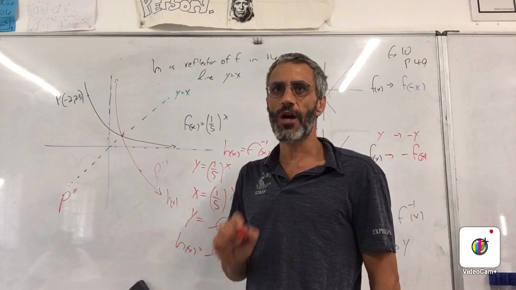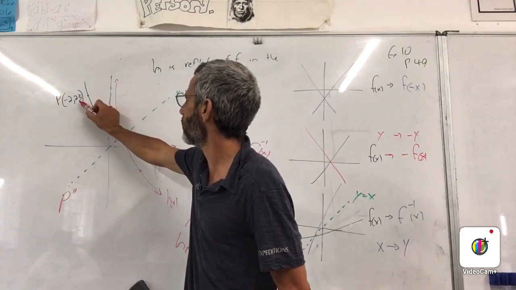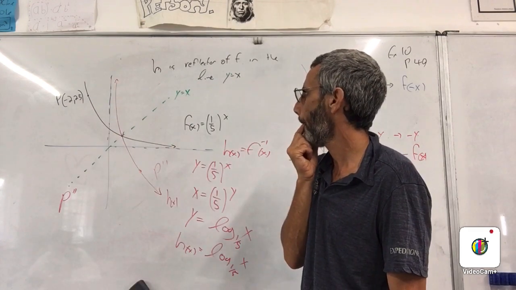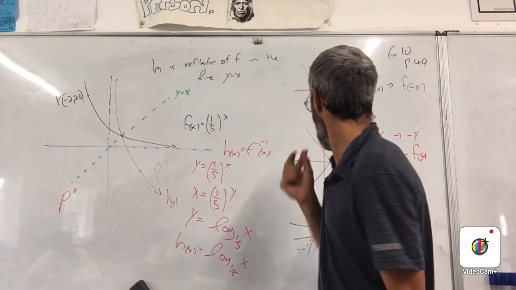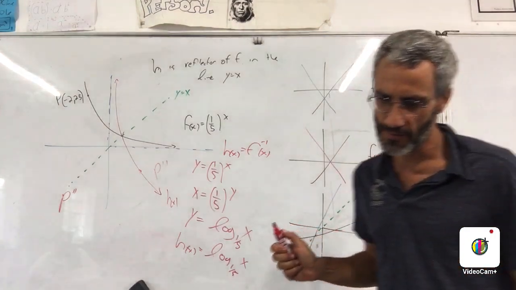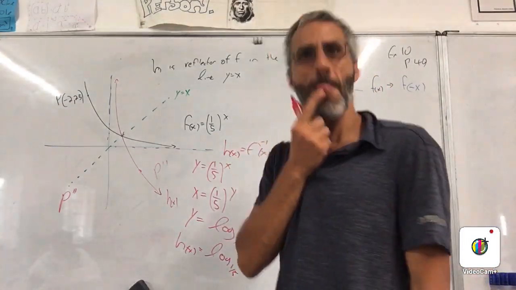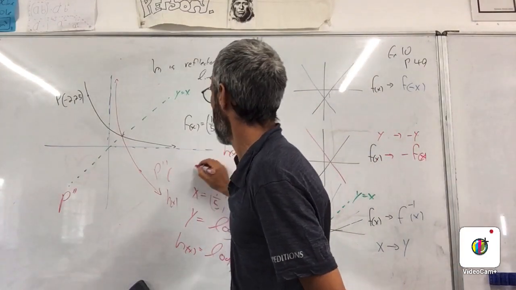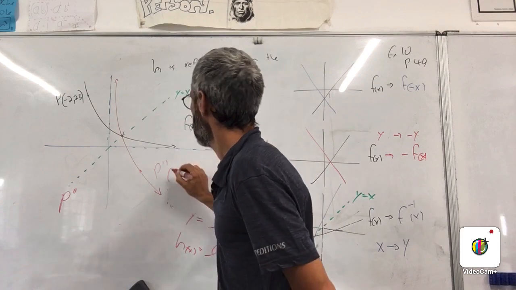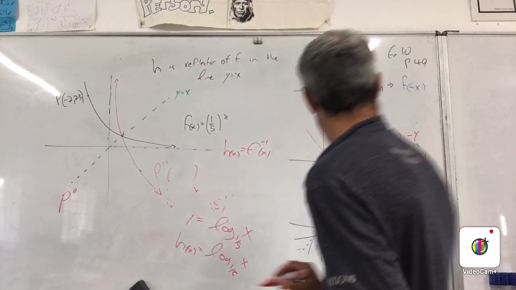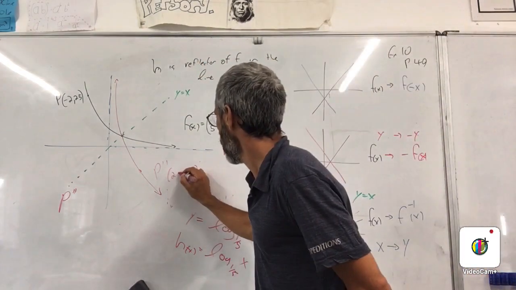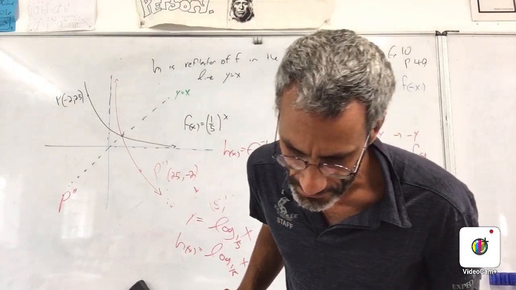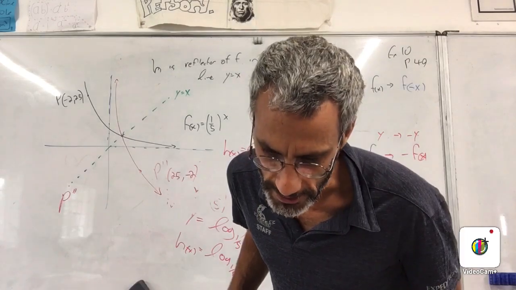How are we reflecting these two things? How do we reflect along the line? So the y becomes x and the x becomes y. Correct. So what is going to be the x now? x is going to be 25. And the y? Minus 2. Let me just check that. It is on the curve.